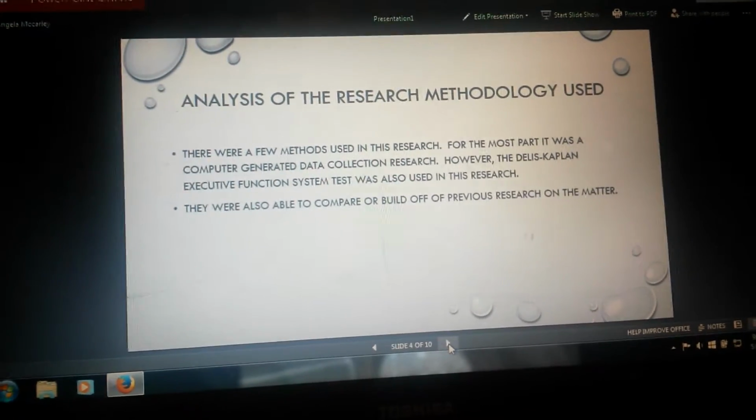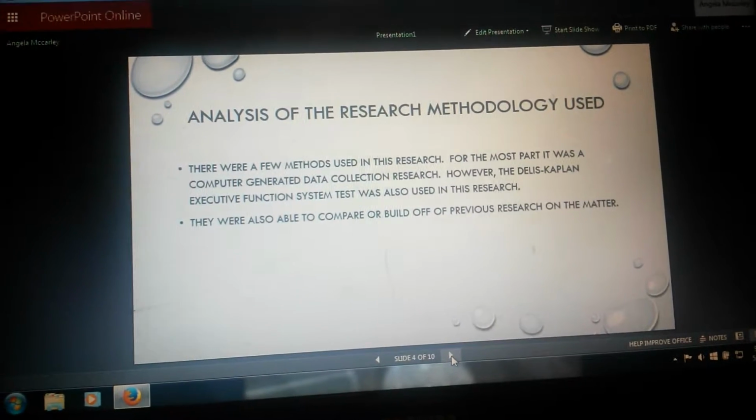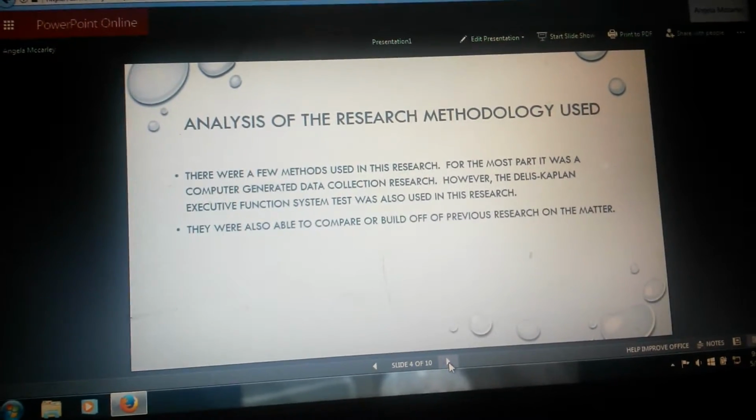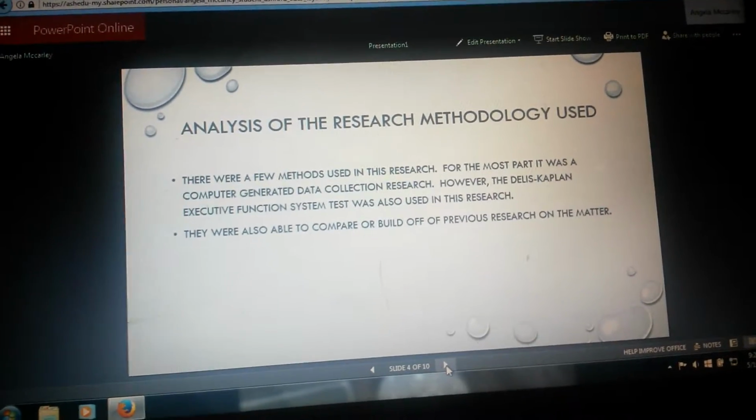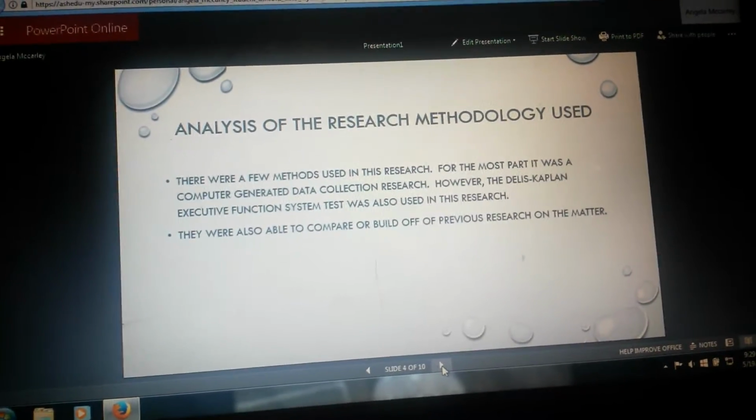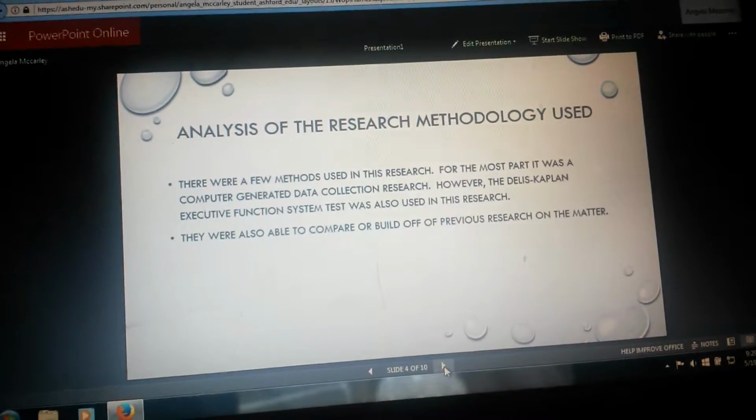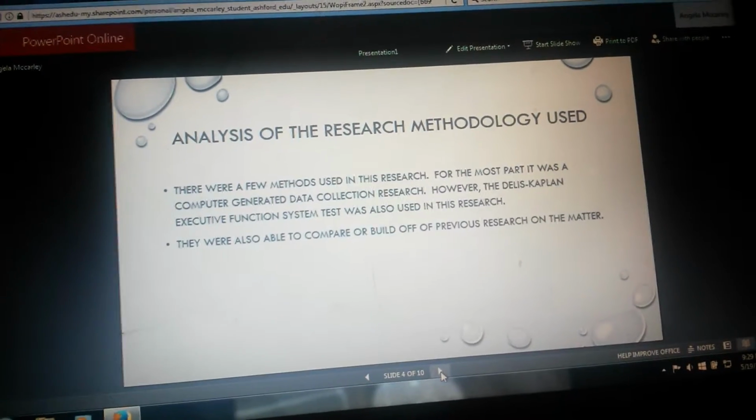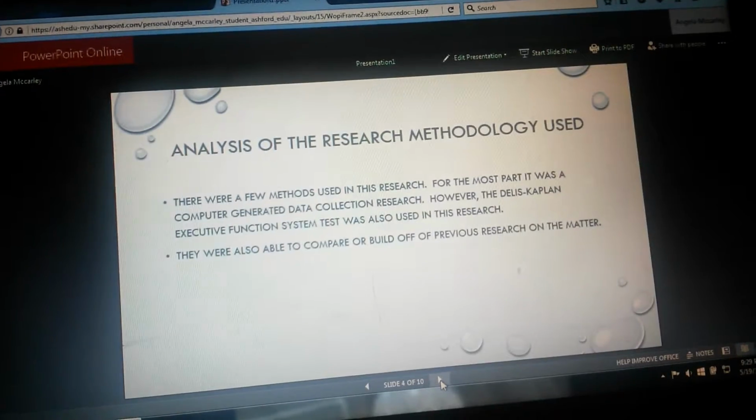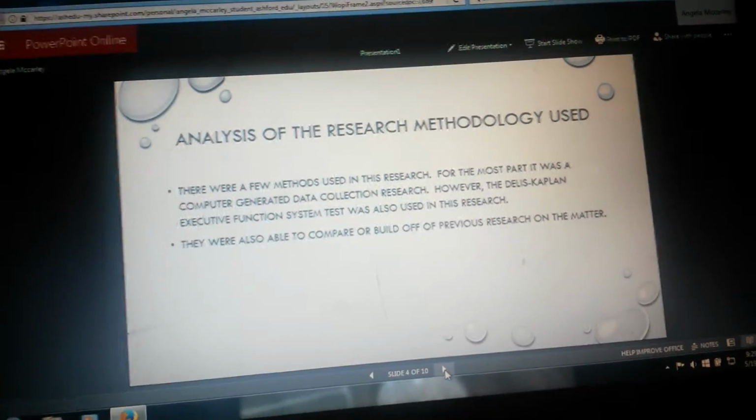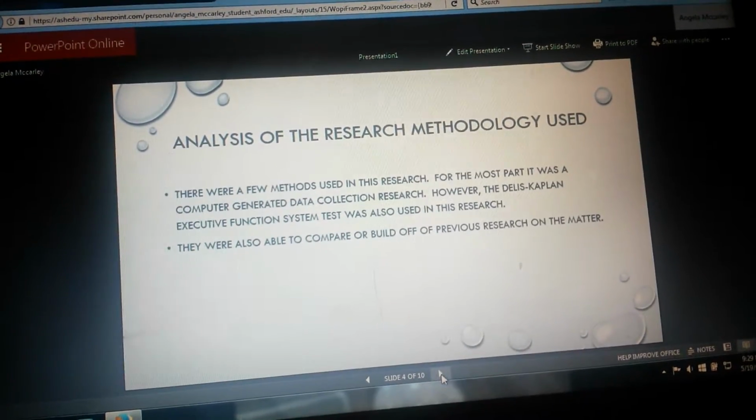Analysis of the research methodology used. The research methods used could be classified as data collection through computer-generated assessments of self-report emotions. They were also collecting data from verbal tasks administered by research assistants. To be more specific, the executive functioning tasks were the verbal fluency test and the design fluency test from the D-KEFS, or more commonly referred to as the Delis-Kaplan Executive Function System.